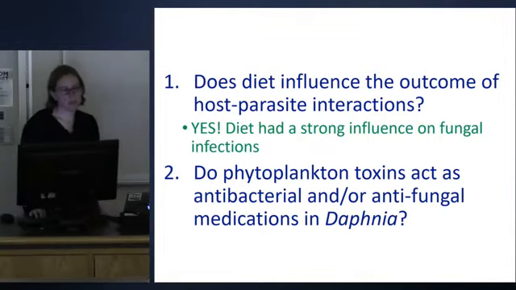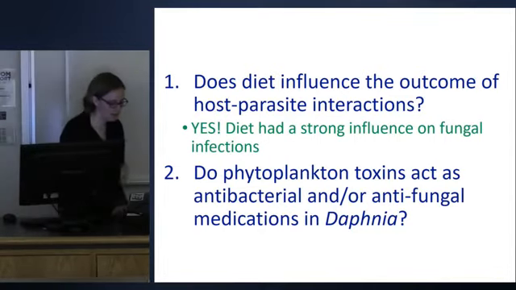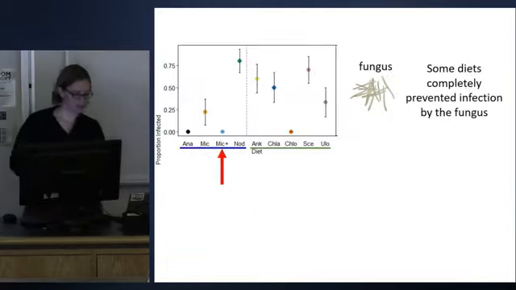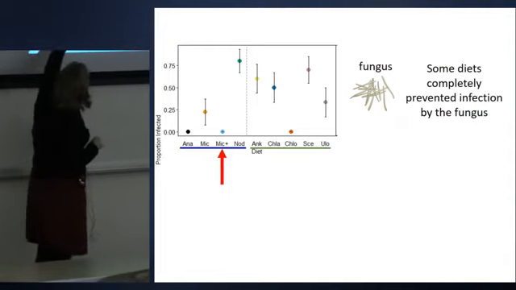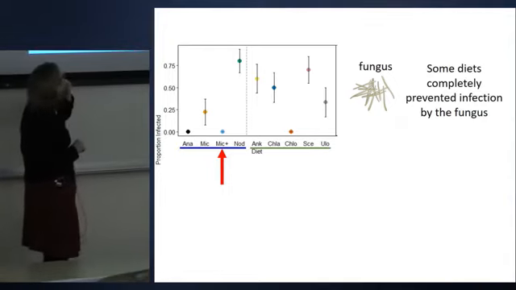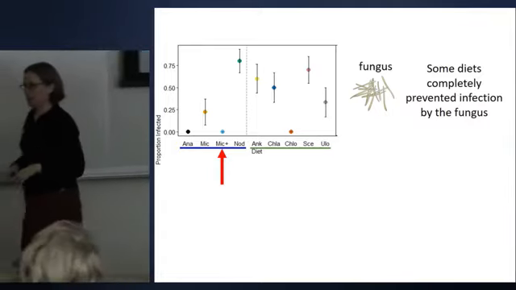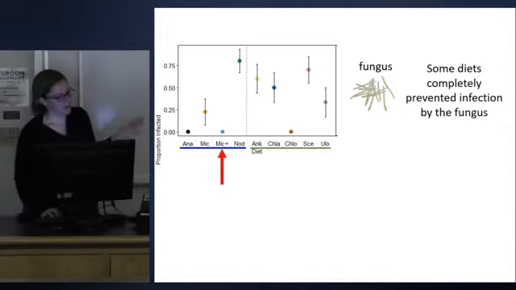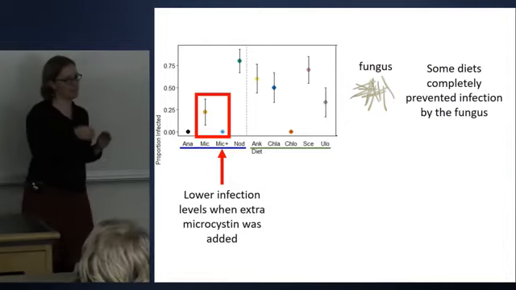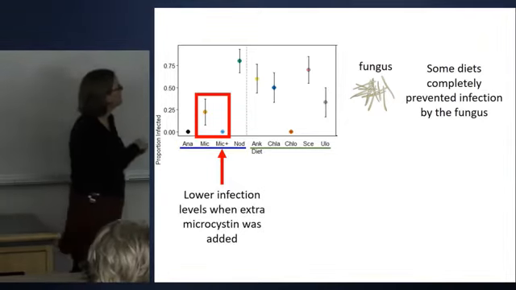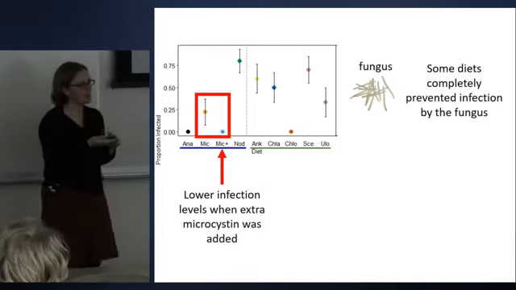So if we look then at whether phytoplankton toxins might act as antibacterial or antifungal medications, I want to come back to a slide that I showed you already and spend more time pointing out what's on the x-axis here. This red arrow indicates the treatment that had the Microcystis plus additional microcystin added to it. And right next to it is the treatment that just had the Microcystis. What's really notable is that when we added a little extra microcystin, which is the only difference between these two treatments, we had lower levels of infection. So this suggests antifungal properties of microcystin.